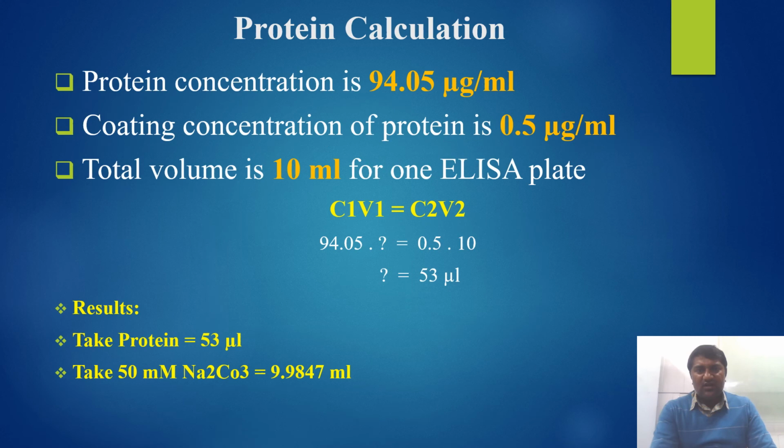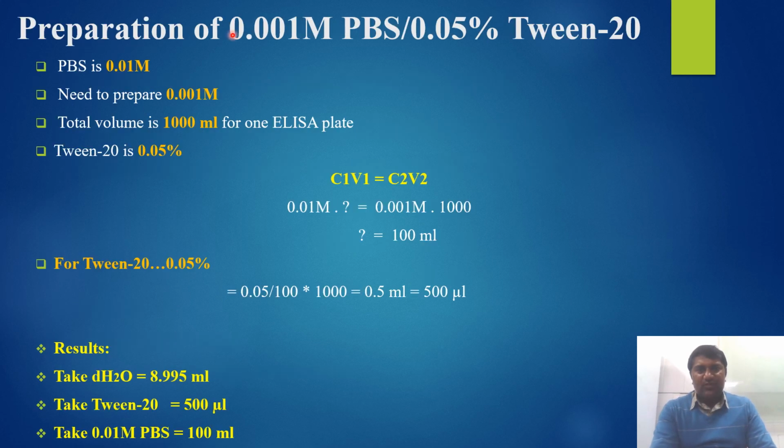And protein calculations. In this protein calculation you can see that this is the calculated protein, 94.05, and you need to coat the ELISA plate with this concentration, 0.5 microgram, while you need a total volume of 10 ml. You put the formula and you get this concentration. Next, the preparation of 0.01 molar PBS with 0.05% Tween 20. You already have PBS at 0.01 molar, and you need to prepare this one. The total volume is 1000 ml, and you need 0.05%, and you put these values in this formula, and you can get the answer.